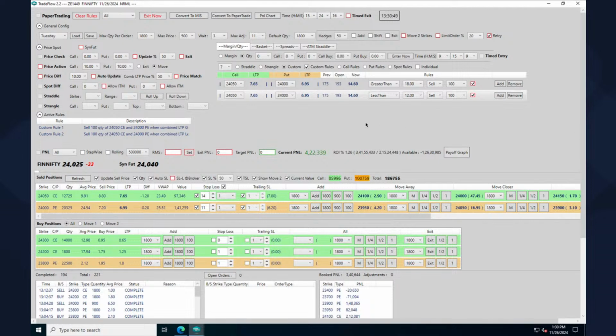So as I said, the good news is the premiums are decaying quite well, and I put a condition at 12, and then there is one at 18. Probably I'll move it to 16, at least 16.5. Right now I would exit in case the combined premium goes to 18, or 17, not necessarily 19. That's the only change that I would make.